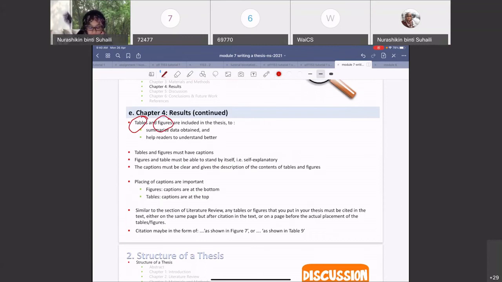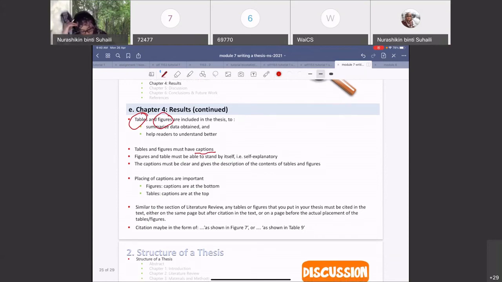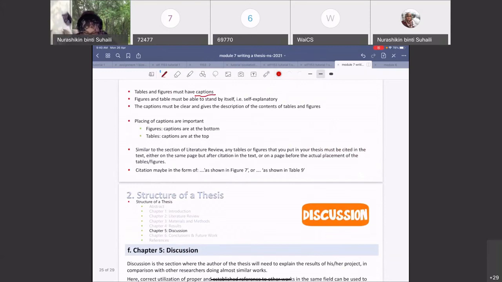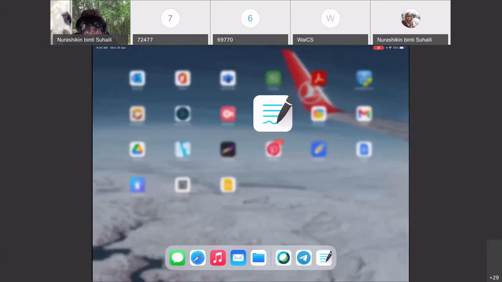So what you should have in those things is what we call a caption. Caption is the one that describes the information of the tables or figures. Okay. For example, do we have any here?